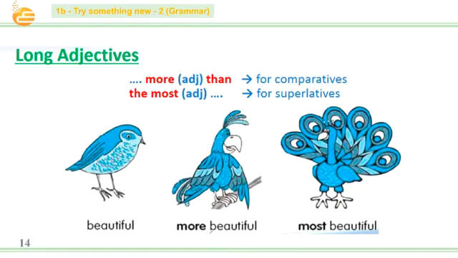This is a long adjective. Okay? Most for superlative. Of them all. Most beautiful. Add most here, and more to compare between two. Okay, don't forget that. Comparative, two. Superlative, more than two. Okay, more here and the most for long adjective. Long adjective, more than one syllable.